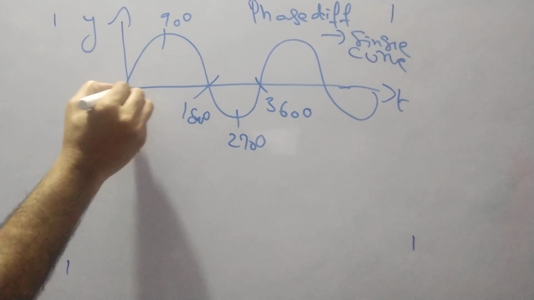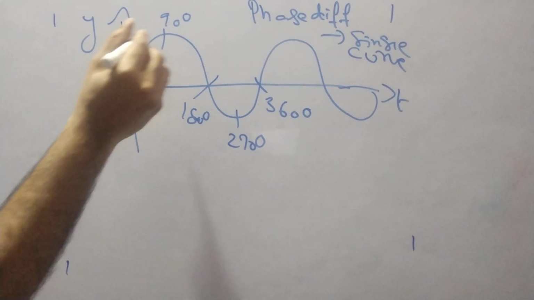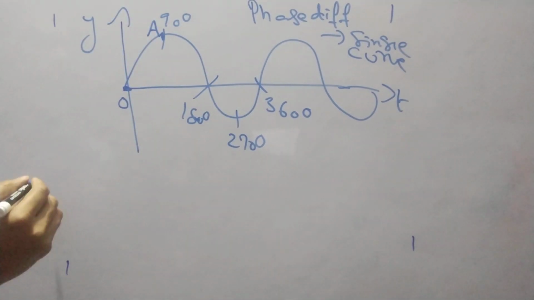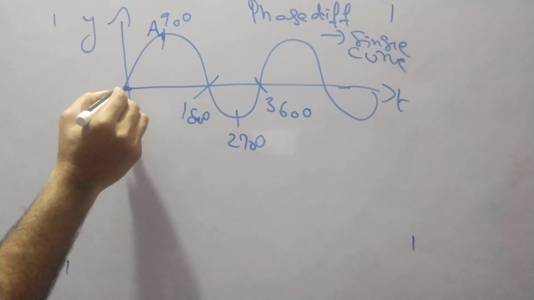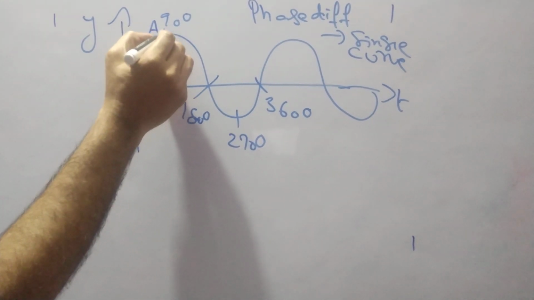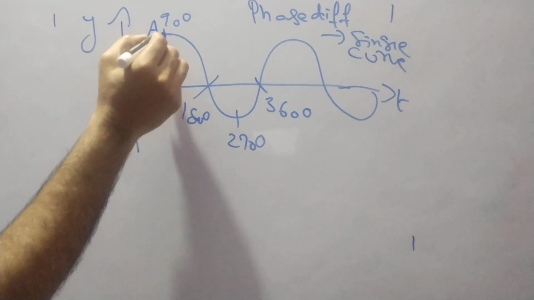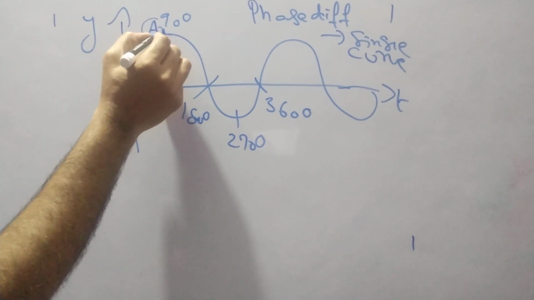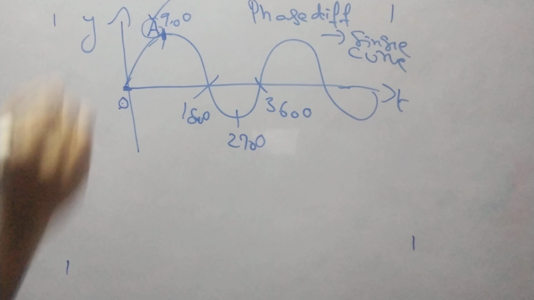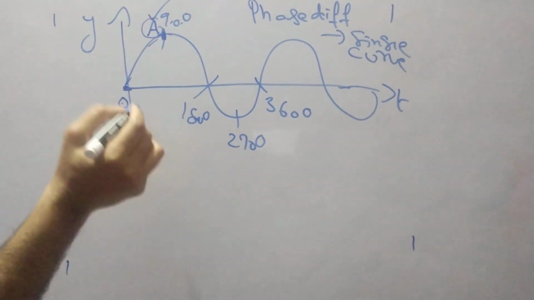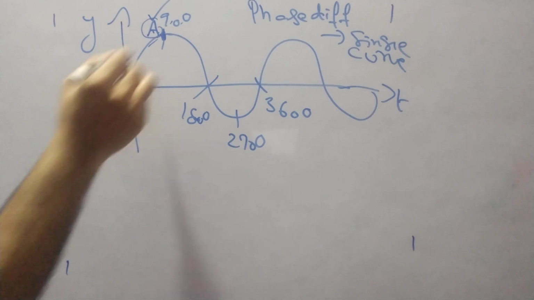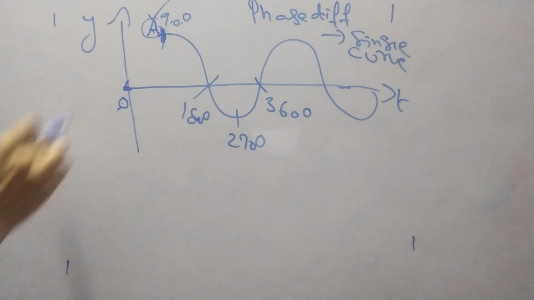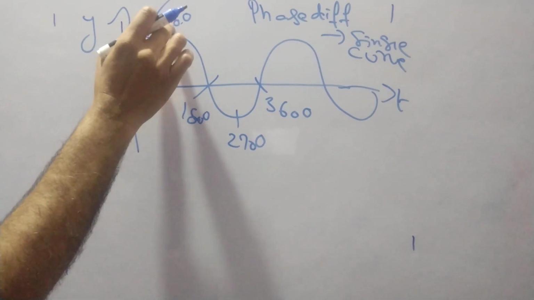Suppose this is the 0. Now I am taking a point A here. This is 90 degrees. If you want to define the phase of the curve at A, that is 90 minus 0 is 90. Your phase difference is 90. So this will be the starting point. How much phase here? 90 degrees.